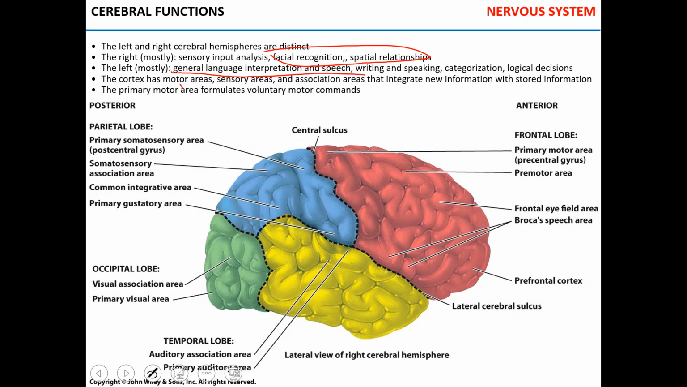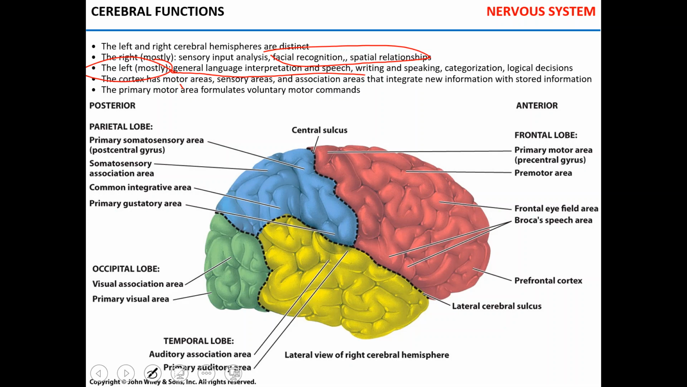decisions, writing, speaking, categorization. So it is true that in people who are right-handed, the left hemisphere is dominant, which explains often their better skills at logic and language interpretation, while in left-handed people, the right hemisphere is dominant, which makes them more capable of facial recognition and spatial orientation, stuff like that.